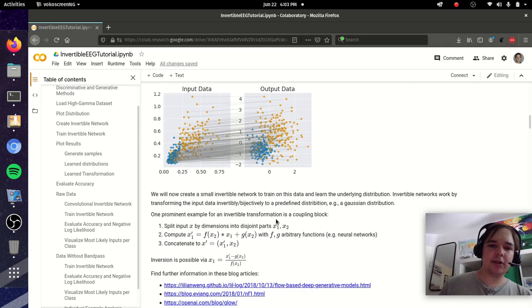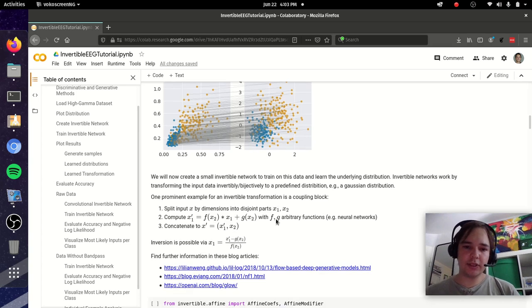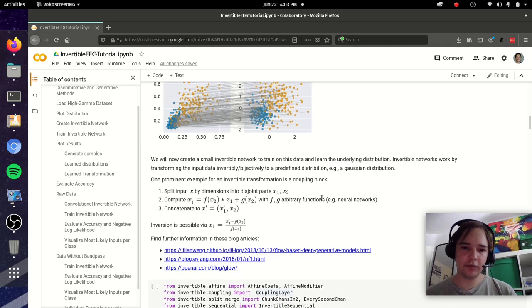And how does this work? So we already said that we need invertible transformations. So for invertible networks, you try to design transformations that are exactly invertible by design. And one such invertible block is the so-called coupling block, which is very often used in many invertible networks. And this one works by first splitting the dimensions.